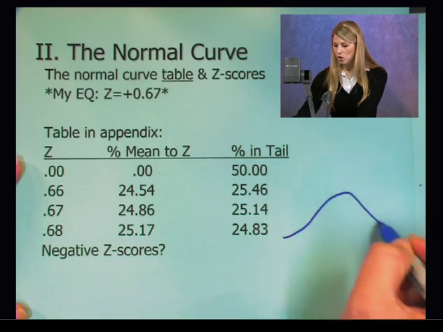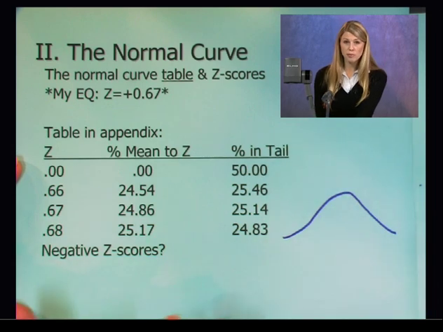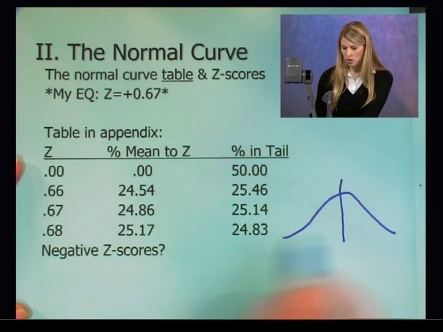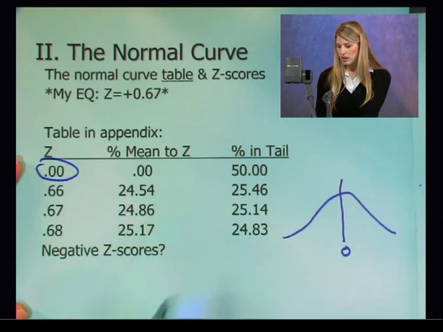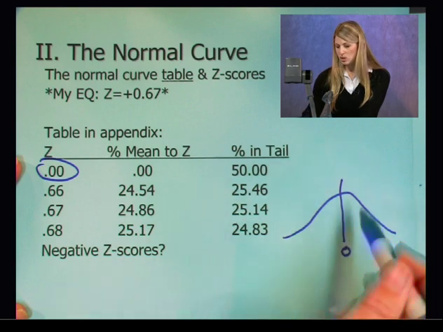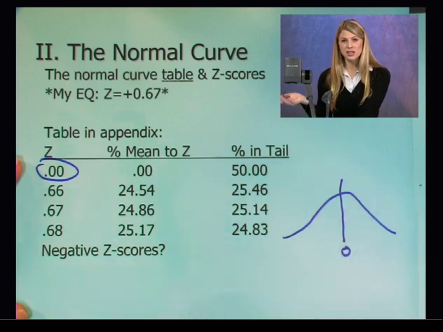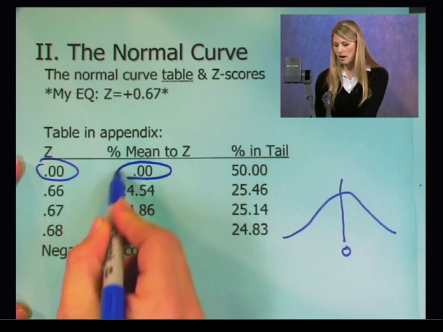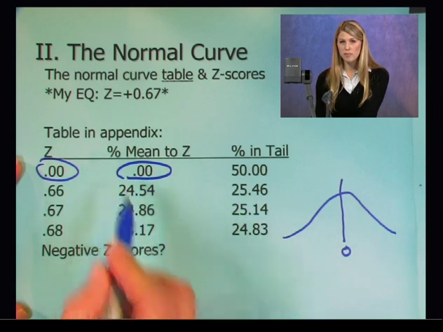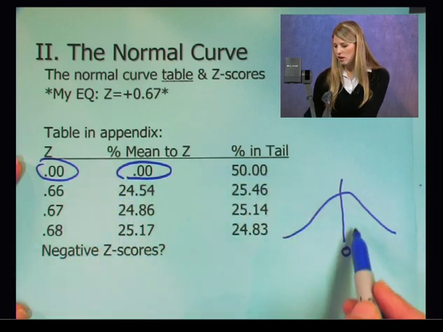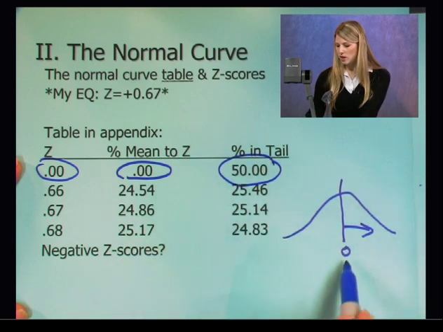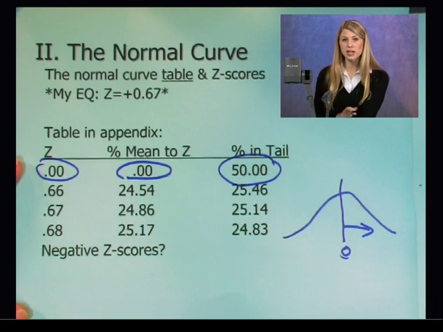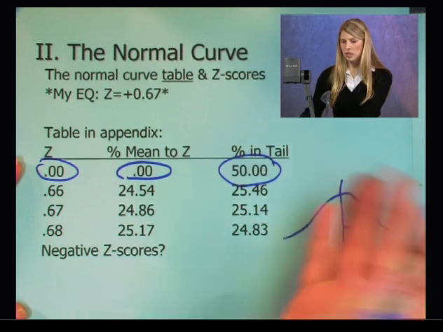So if I draw the normal curve, because remember this table is talking about the normal curve, and I put a z-score of 0 right here, what would you expect the area from the mean to that score to be? Well, it is exactly the same as the mean, so of course the area from the mean to that score is 0. Now if you look at the percent in the tail of this, we get 50%, which is logical because 0 is the mean. It divides 50% in each tail.